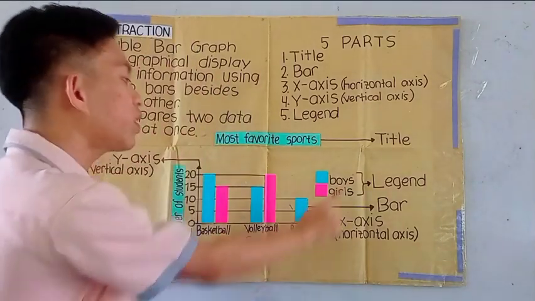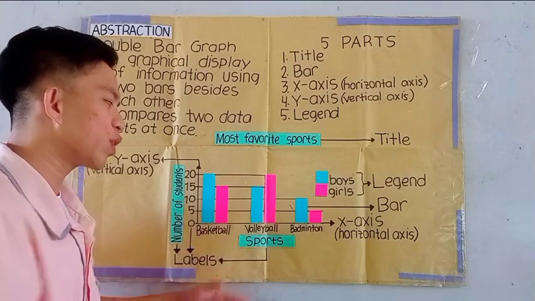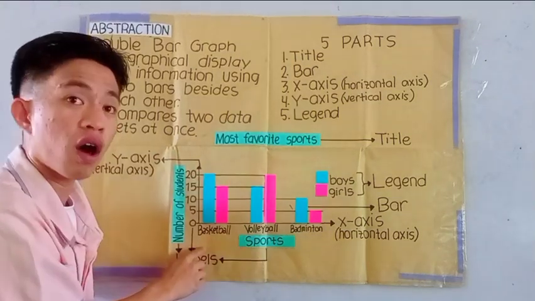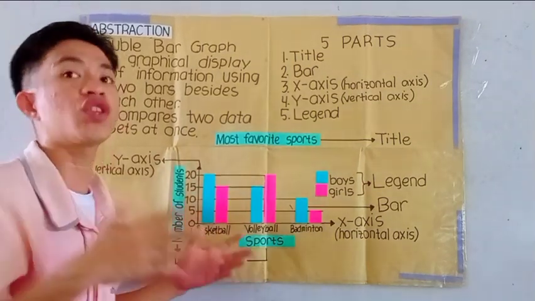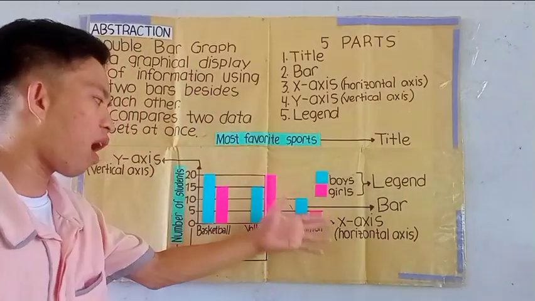So this is called bar. Can you locate where the bar is? Very good. So this one, you can see the blue ones, the pink ones. This is usually in a rectangle form. So these are the bars.